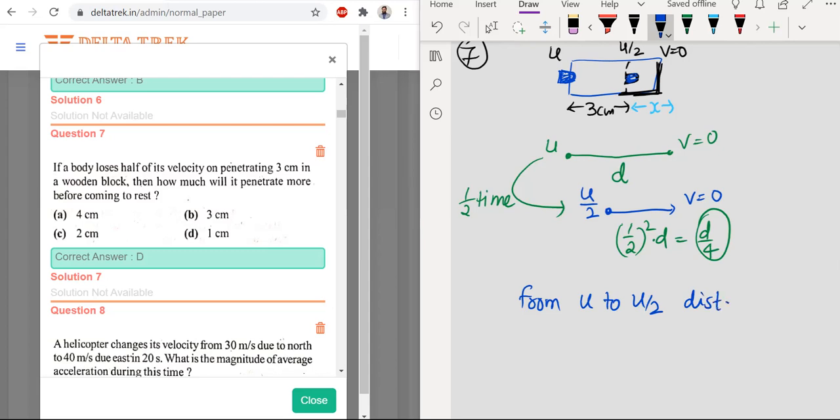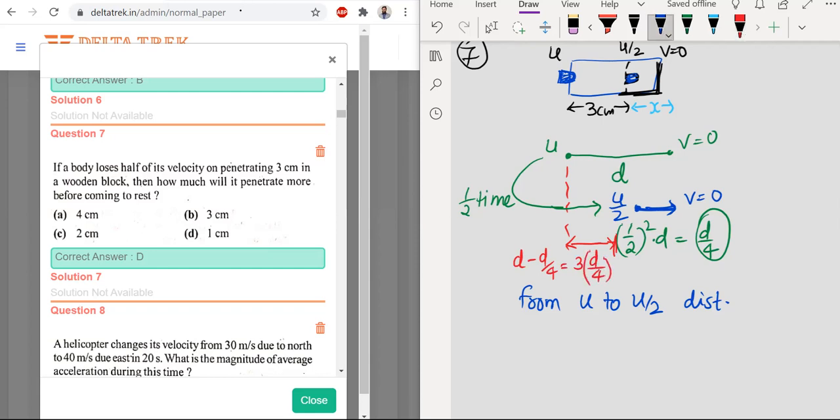So from u to u by 2 we can calculate the distance. Suppose the total distance is d. As we know, the remaining distance after u by 2 will be the subtraction of this. So it is d minus d by 4. How much will it become? It will be 3 times d by 4.